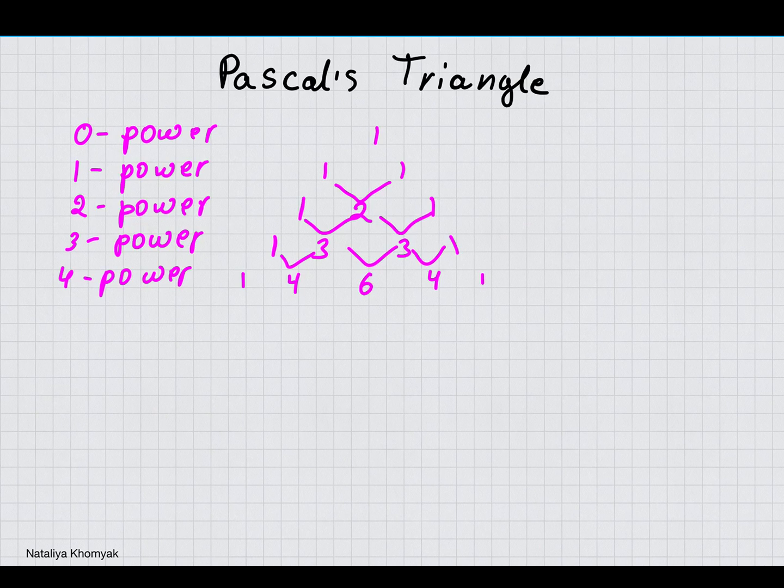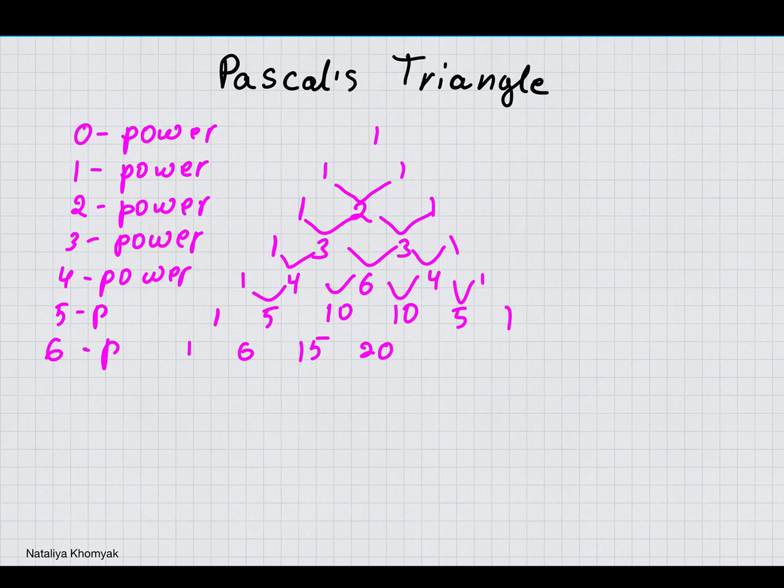And you can take this pattern to as high of power as you need. So you can take it to the fifth power. So you will have 1. The sum of these is 5. Sum here is 10. Sum here is also 10. Sum here is 5 and 1. Sixth power is 1, 6, 15, 20, 15, 6, and 1 again.